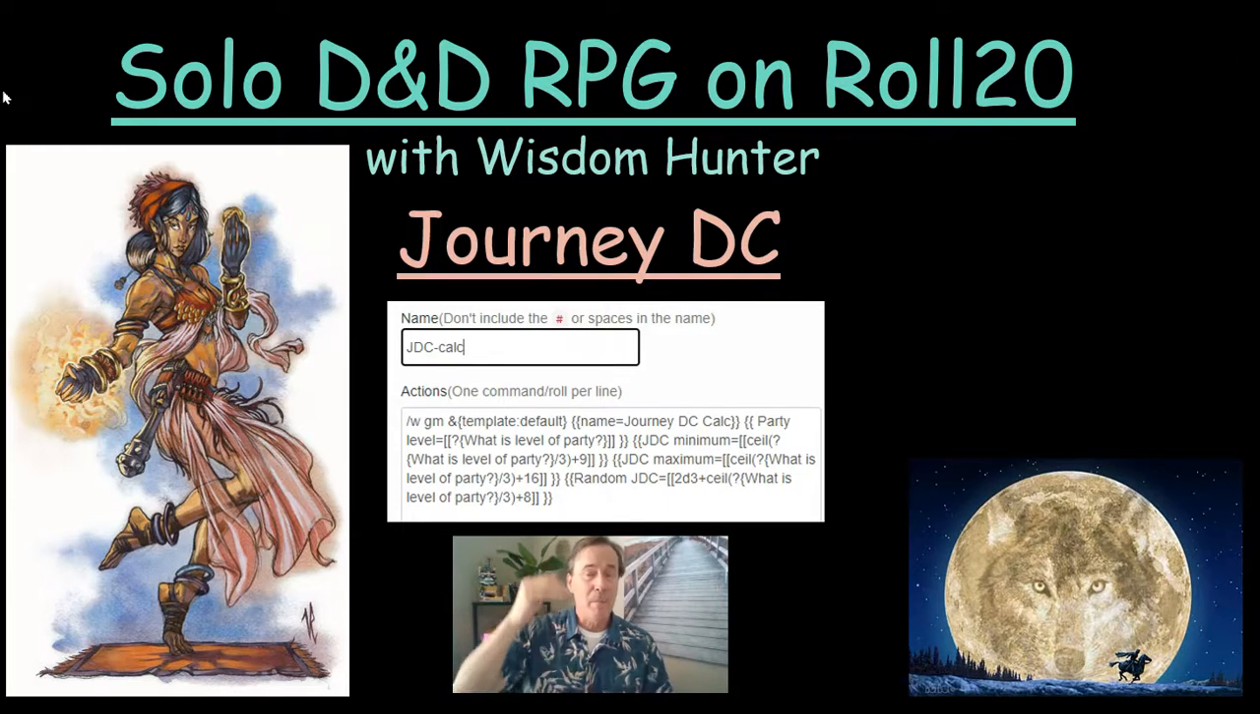And then the JDC maximum for that party level takes the party level input again, divides it by 3, and then you add on 16. And then I throw in this random. If I just want to get a random JDC within that range, you'll see that little equation down there. Now I'm going to take you to Roll20 and show you how it works.